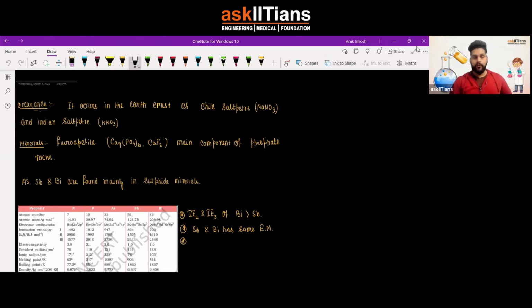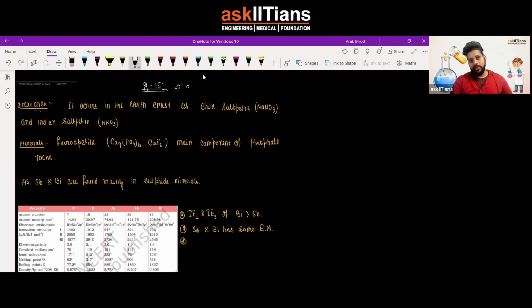Now let's get started with this. So first, guys, we are going to go for the occurrence. In this part, the occurrence is very, very important. Let's call it group 15 here. So, guys, as you can see, the group 15 elements are found in many, many places, right? Group 15 elements are also called the chalcogens.